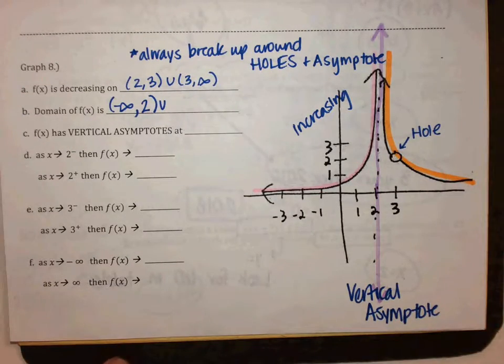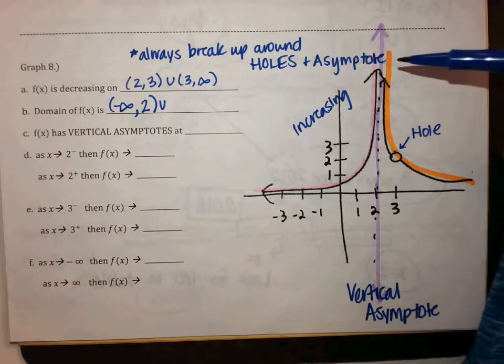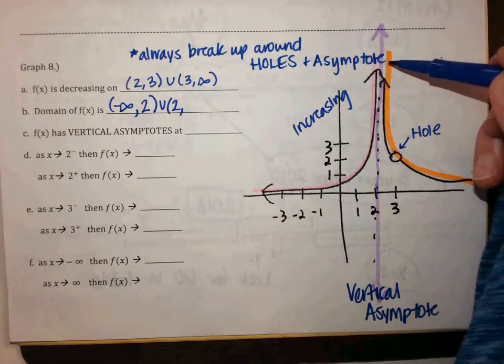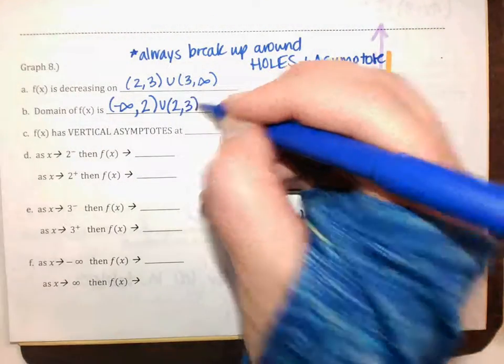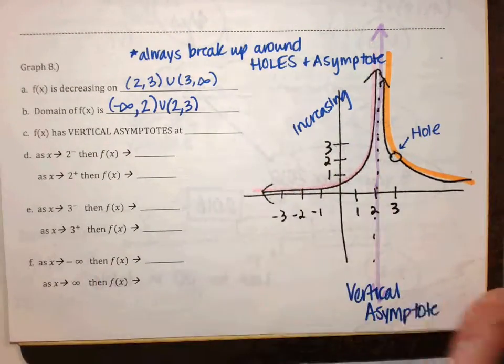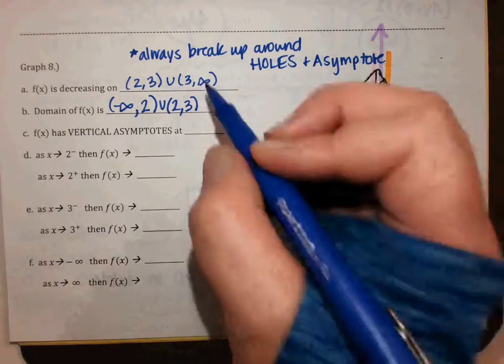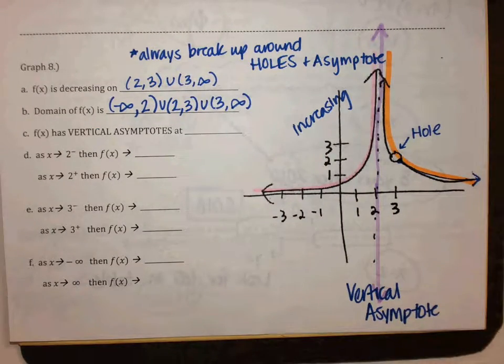Now I'm on the orange chunk of the graph. Orange comes all the way back to 2, but it can never touch it. So bracket or parentheses? Parentheses. And then how far do I go before I have to stop again? 3. Why do I have to stop at 3? Because there's a hole. Okay, then I keep going on my orange graph. From here, how far does it go forward? Infinity. So 3 till infinity. Now notice in your domain though, what 2 numbers did you break up around? The asymptote at 2 and then the hole that was at 3. You don't have to break up on anything else though.